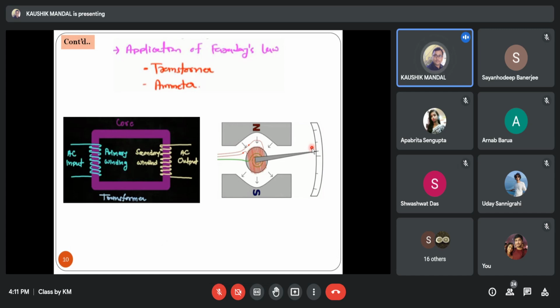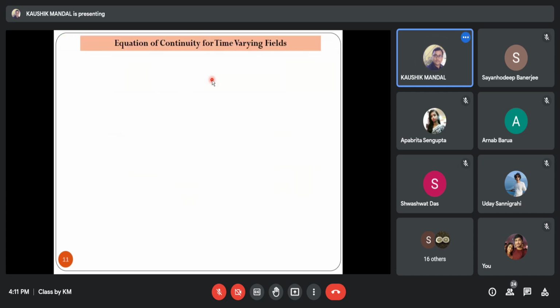There are so many applications, but for the sake of simplicity, we have just mentioned these two applications because in our different syllabus, you have to deal with this transformer and ammeter also. So all these are basically designed depending on Faraday's law, or you can say Maxwell's law for the time varying magnetic field. So next we have to consider the equation of continuity for time varying field.